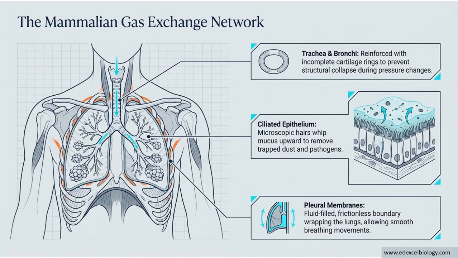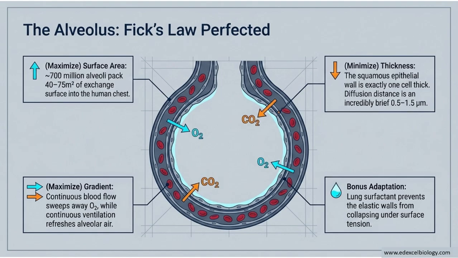And for the denominator, the barrier thickness, the walls of the alveoli are constructed from squamous epithelium. Which is incredibly thin. It is exactly one cell thick. We are talking measuring between 0.5 and 1.5 micrometers. The diffusion distance is practically non-existent.